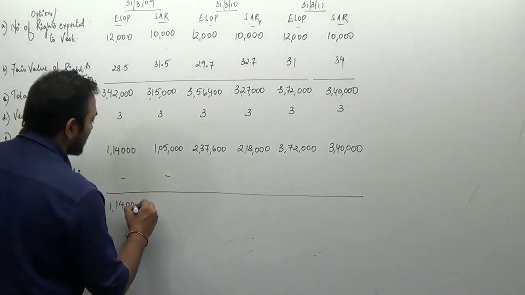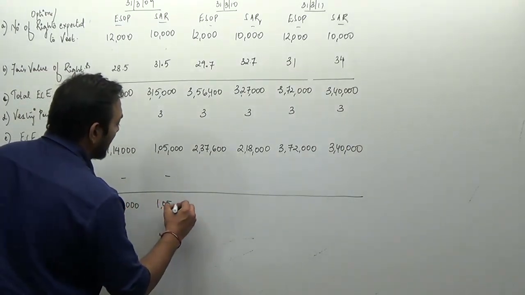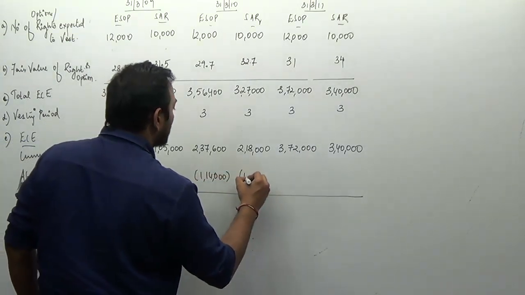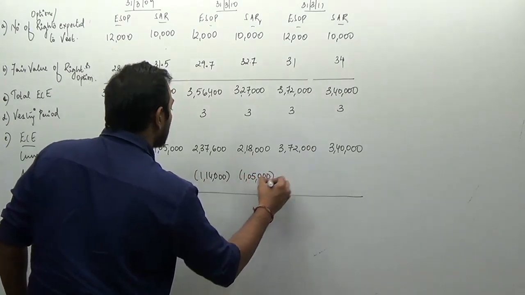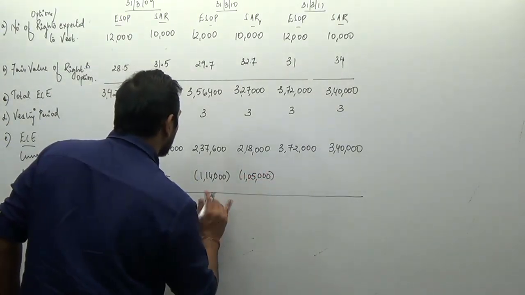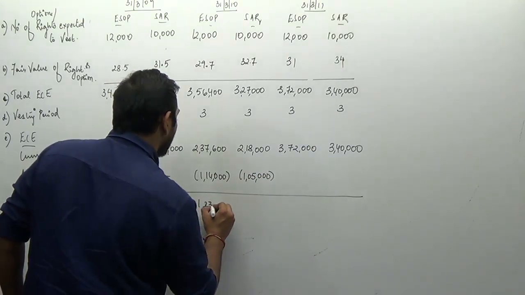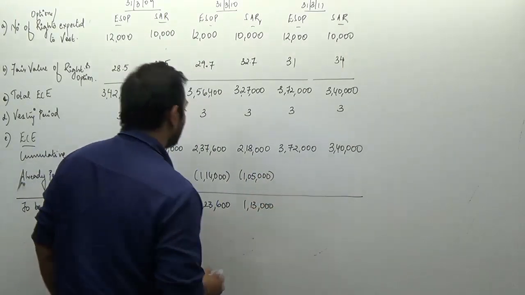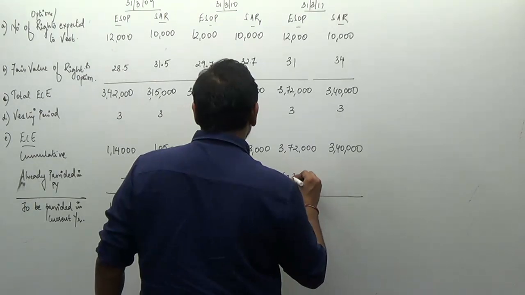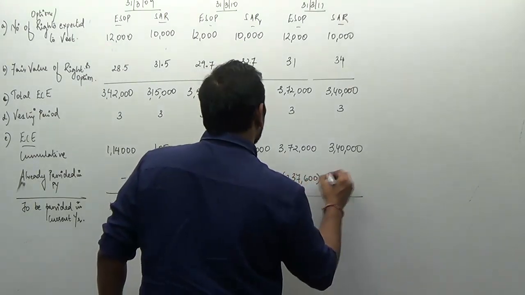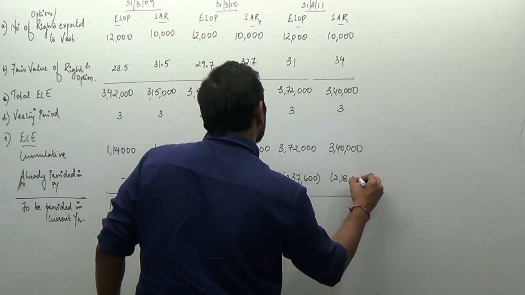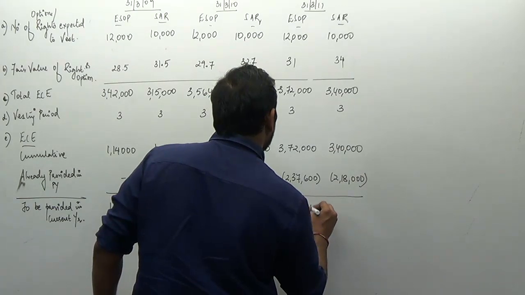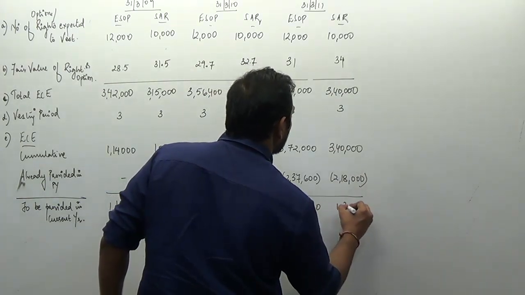Check your answers, guys. First year to be provided 1,14,000 and 1,05,000. Already provided in the previous year 1,14,000 and 1,05,000, deduct. So to be provided in the second year will be 1,23,600 and 1,13,000. Already provided in the previous year 2,37,600 and 2,18,000. So to be provided in the current year is 1,34,400 and 1,22,000.